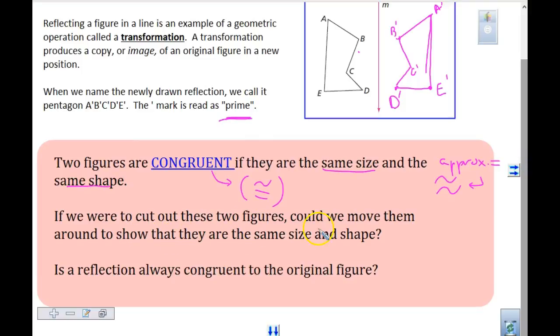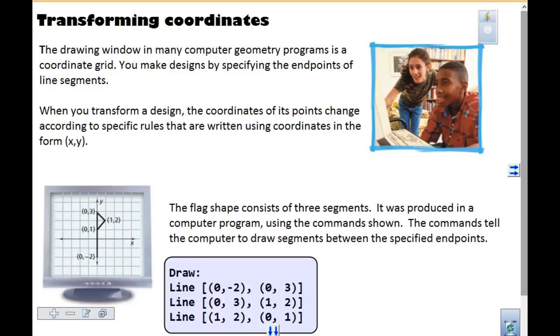So it says if you were to cut out these two figures, we could move them around and show that they're the exact same. Could we show that they're the exact same size and shape? If we drew ours perfectly, yes. It says, is the reflection always going to be congruent to the original figure? Yes. So it's not going to change shape or size with a reflection, okay? So later this unit we'll take a quiz on this. We're going to take a small one today, just on a couple of things, but it's really simple on what you had to do yesterday.